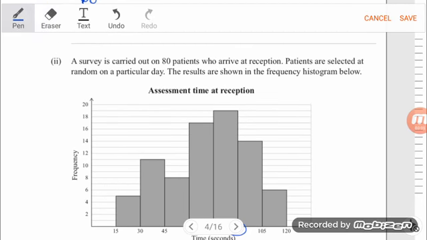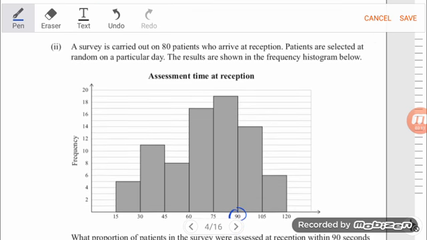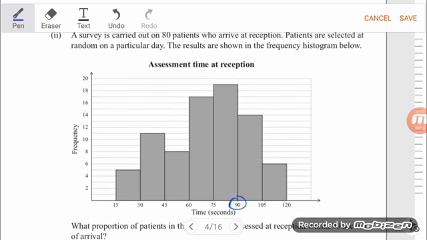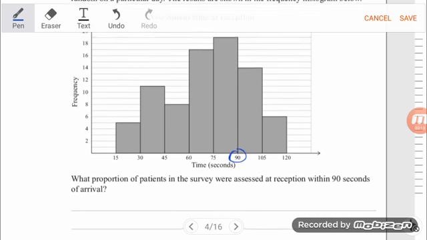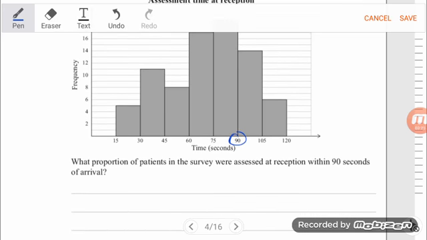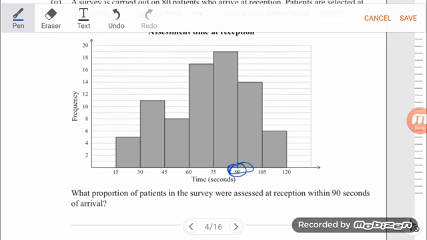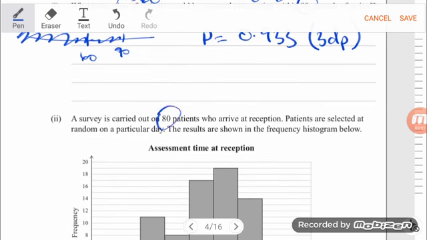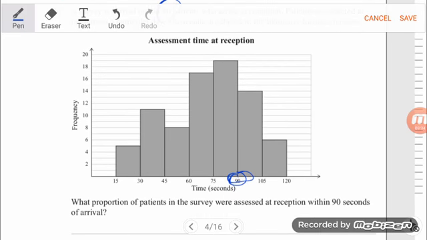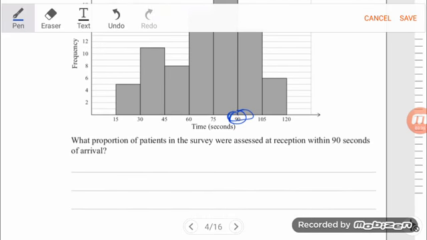Okay. So here we've got a survey is carried out on 80 patients who arrive at reception. Patients are selected at random on a particular day. The results are shown in the frequency histogram below. Okay. Hasn't asked us anything yet. What proportion of patients in the survey were assessed at reception within 90 seconds? So we want 90 seconds. And we know that it's out of 80 patients, which is up here. So our proportion is going to be out of 80.